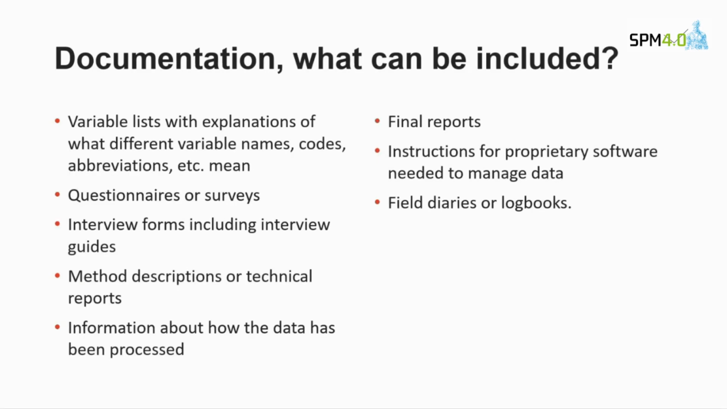So what can you put in? Variable lists with an explanation of what the variable names, codes, abbreviations, etc. mean. That's the most important thing. What's in this file? This file has these variables. What do these variables mean? I review natural science data sets, and the most common error is people forget to include the units. They write, yeah, it's temperature. It's temperature in what? Is it in Kelvin? Is it in Celsius? Is it in Fahrenheit?